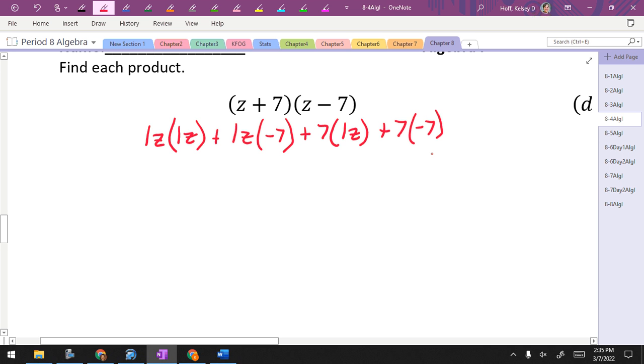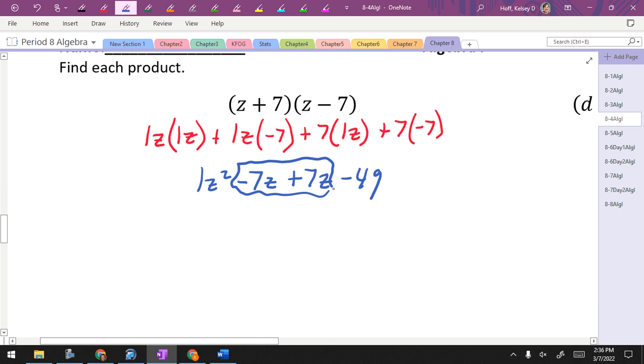1z times 1z, 1z squared. 1z times negative 7, negative 7z. 7 times 1z, positive 7z. 7 times negative 7, negative 49. What happens? Those middle terms are opposite signs. They cancel. So your final answer is z squared minus 49.